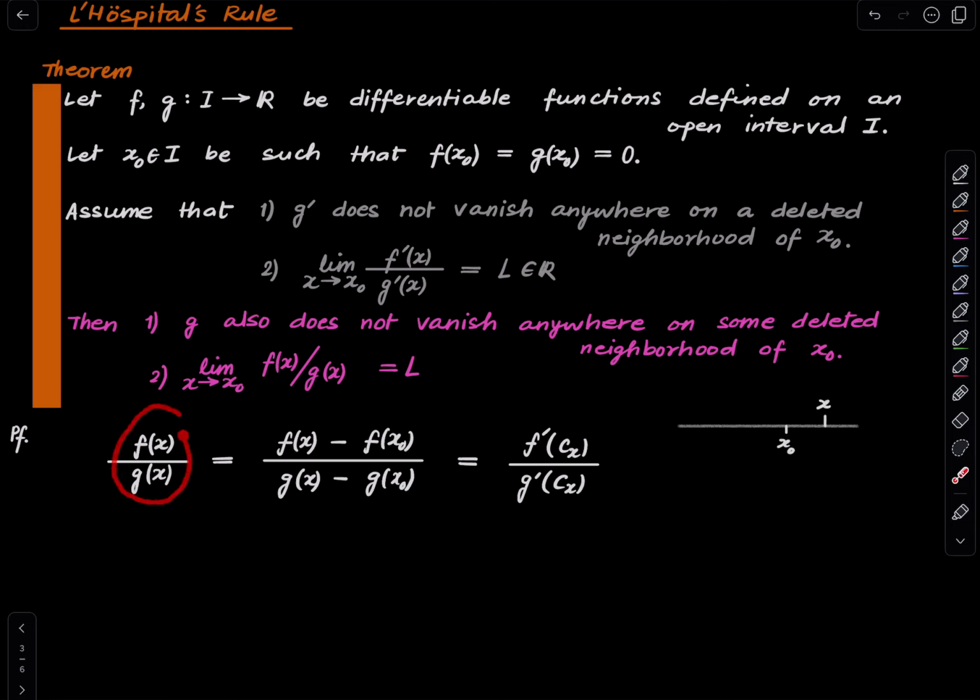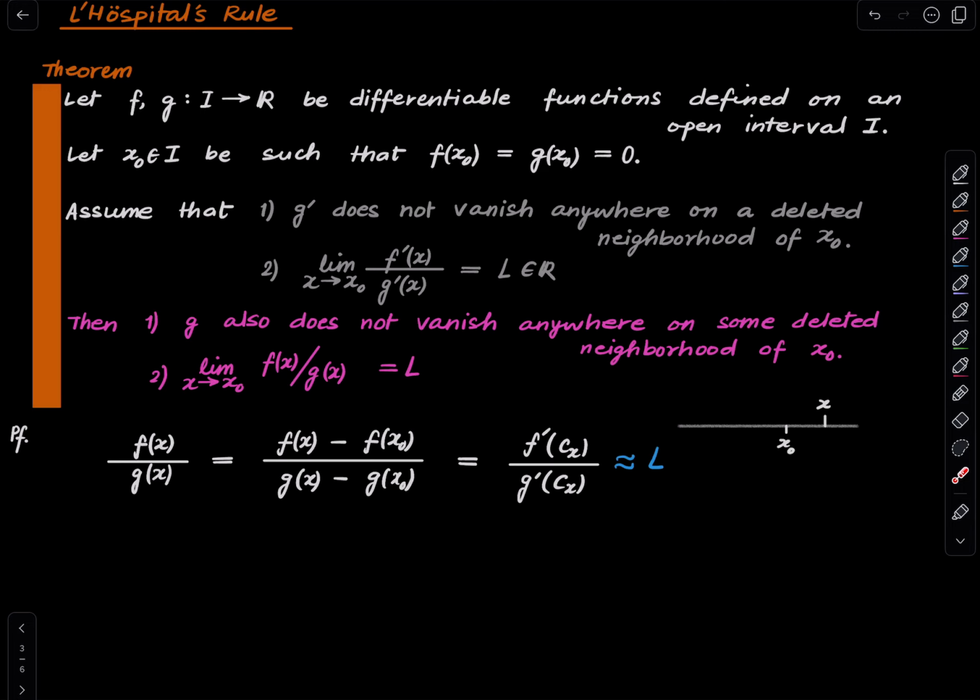And we considered this ratio. We are saying there is a point Cx somewhere in this region, such that this ratio is actually equal to that ratio. But if x is very close to x naught, Cx is even closer to x naught. And we understand the behavior of this ratio as the argument is very close to x naught because this limit is equal to L. So this is close to L. Right? So if x comes closer and closer to x naught, this ratio comes closer and closer to L. And that is essentially this statement.